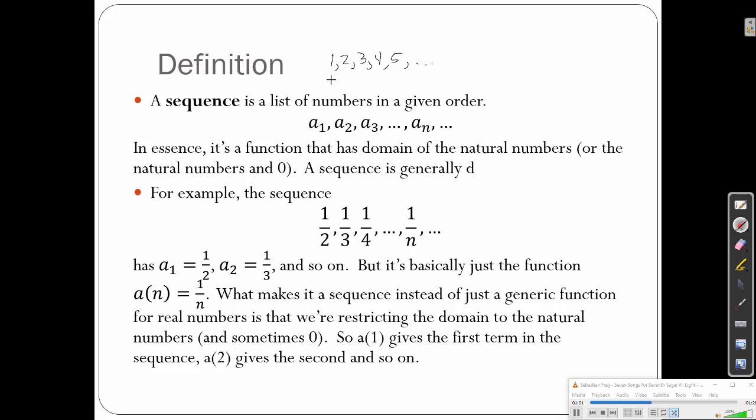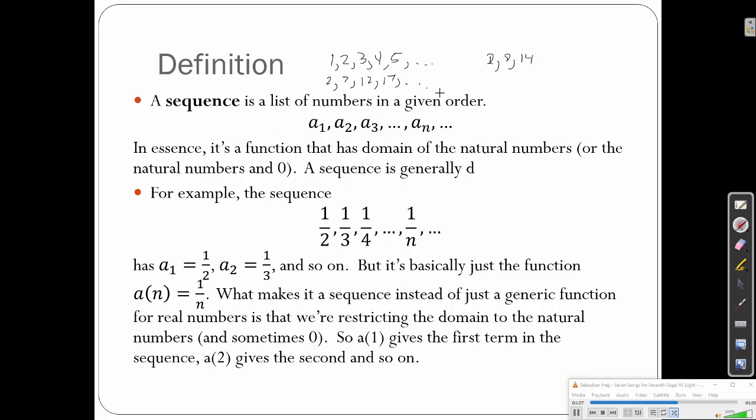So, it doesn't have to be that. It could be like 2, 7, 12, 17, etc. That one's just adding 5 with each one. It doesn't have to be infinite in length, too. You could have just 2, 8, 14, a sequence of 3 numbers.